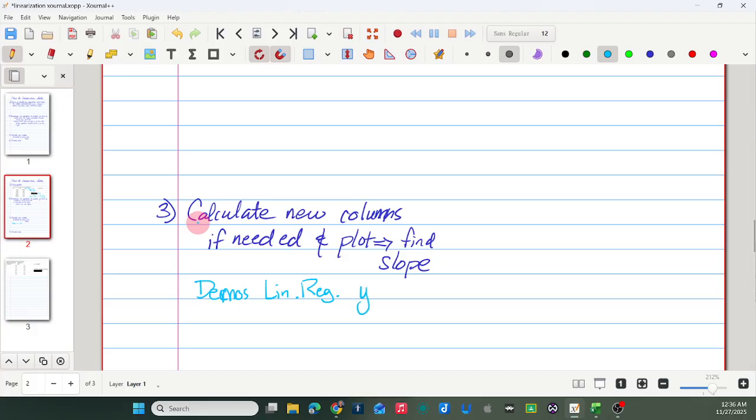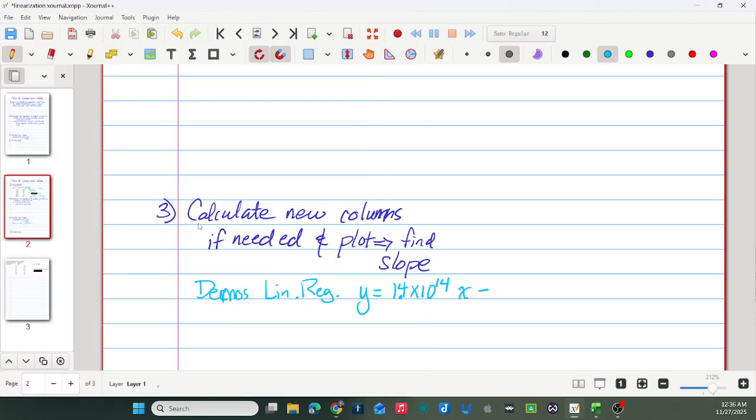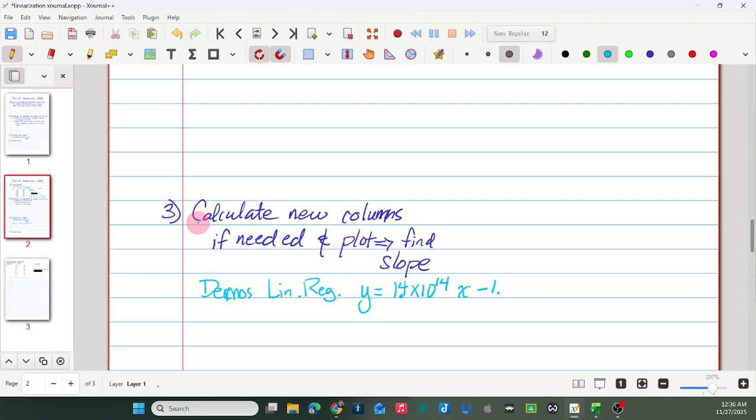I got y is equal to 1.4 times 10 to the 14th times x minus, I forget the other number, 1.36. No, that was 136, my bad. So what does this mean? This means that the slope is equal to 1.4 times 10 to the 14th. What were those units we came up with before? Kilograms, meters squared per second. Okay, that's what my slope is.